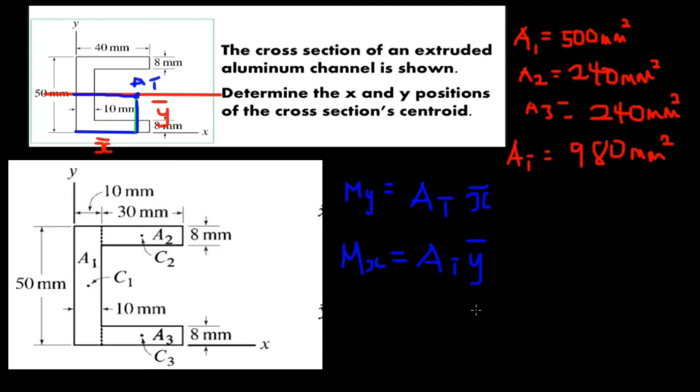So what that tells us is that if I want to find the x bar, I'll have to take the moment of the total area about the y-axis, and if I want to find the y bar, I must take the moment of the total area about the x-axis. So what you're actually doing here is that all these areas, we found a total area for it. You are looking for a location where all these areas will be evenly distributed.